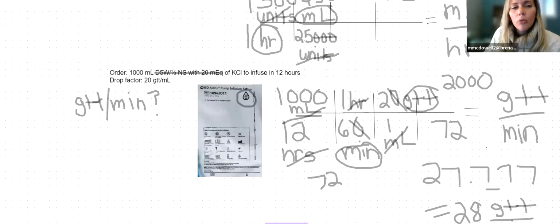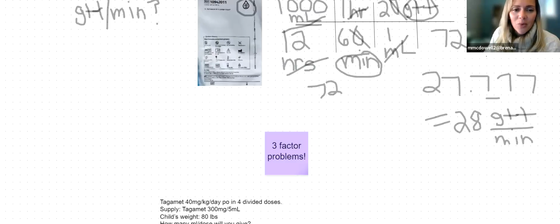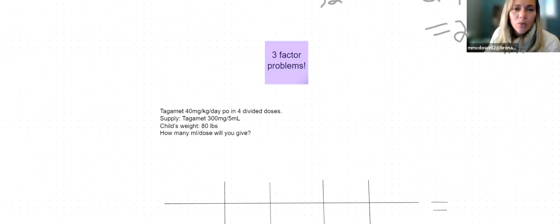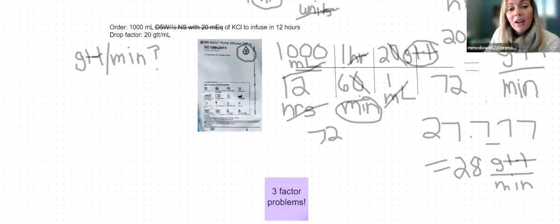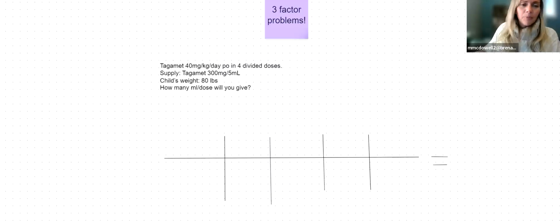All right, hopefully you've got the 2-factor down. We're going to move on to 3-factor problems. The only difference with 3-factor is instead of having 2 factors in your numerator and denominator, you might have 3 factors in your denominator now. So for example, the order for this problem is Tagamet, 40 milligrams per kilogram per day, and that's divided in 4 doses. On hand, the supply you have is Tagamet 300 milligrams per 5 mLs. You have a child that weighs 80 pounds, and the question is asking you, how many milliliters per dose are you as the nurse going to give?